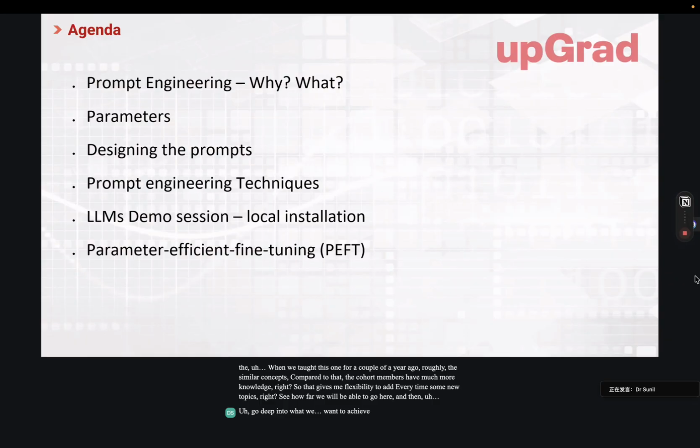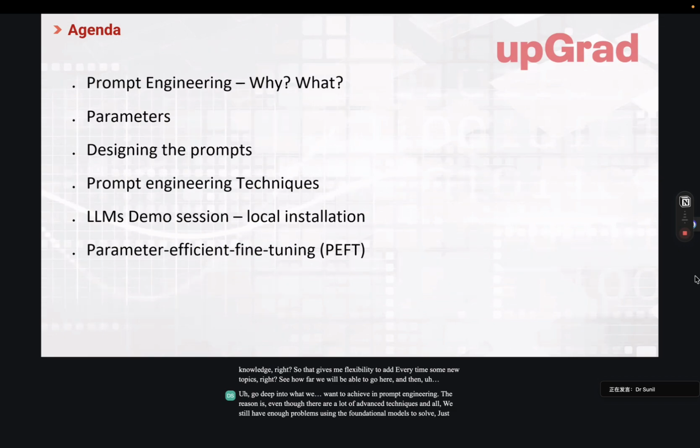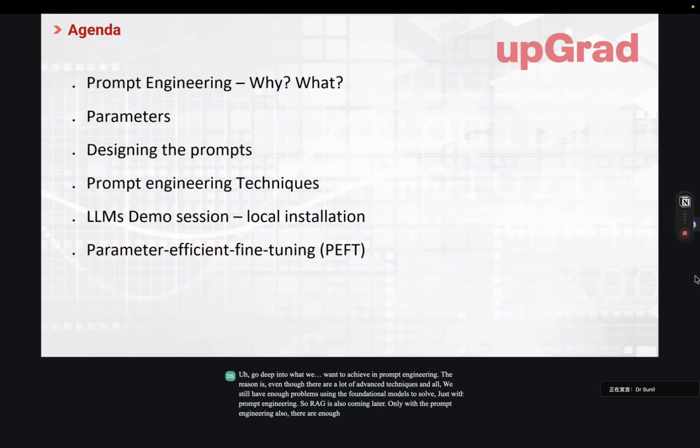And then go deep into what we want to achieve in prompt engineering. The reason is, even though there are a lot of advanced techniques, we still have enough problems to solve with the foundational models using just prompt engineering. RAG will come later. With prompt engineering alone, there are enough problems we are solving in the industry and deploying in production. At the same time, what comes to our mind with prompt engineering is only one line, two lines, what we are giving.